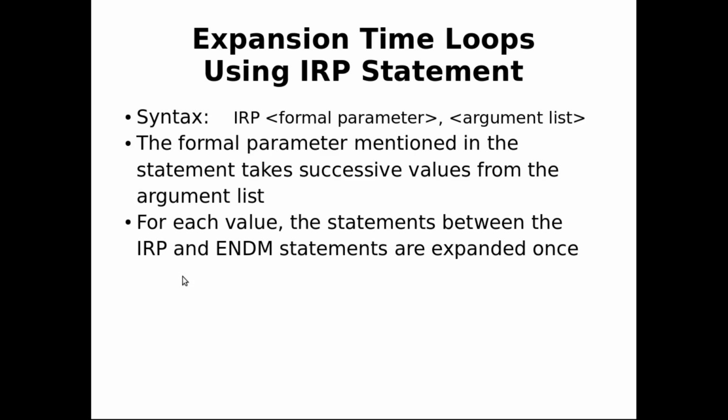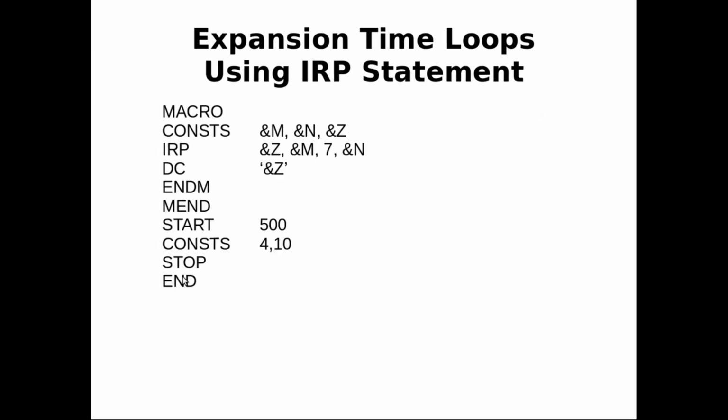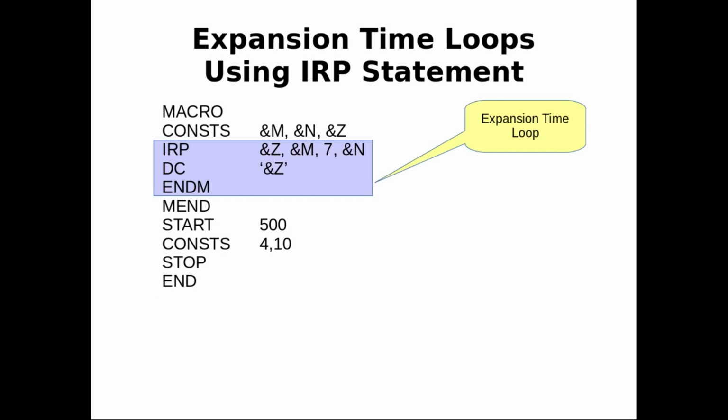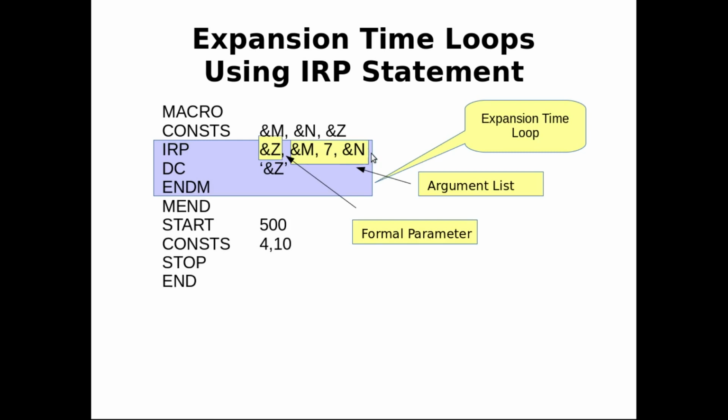Let us look at one example. Here we have the macro definition and the main program, and in the macro definition this is my expansion time loop, and for the IRP statement this is the formal parameter and this is the argument list. And since we have 3 arguments, this loop will be repeated 3 times.